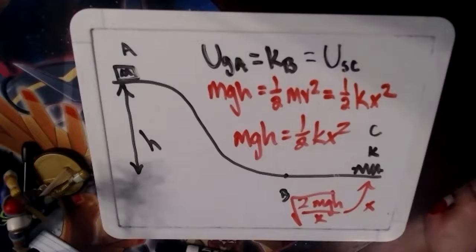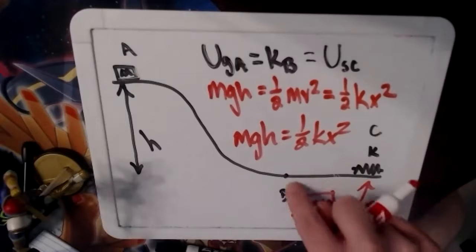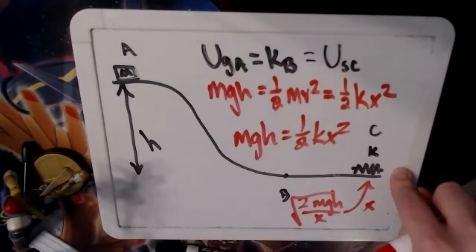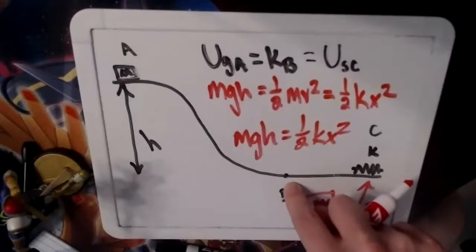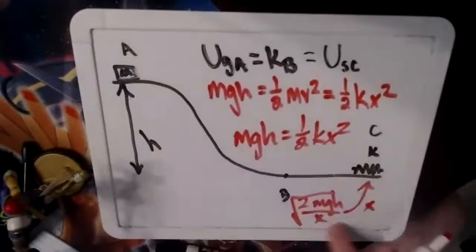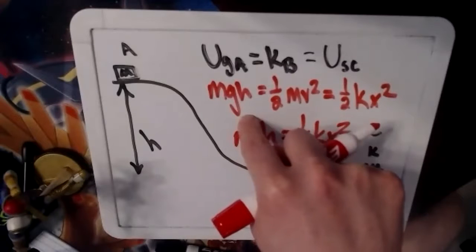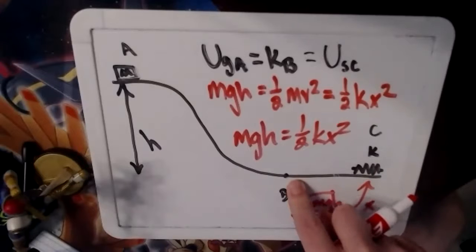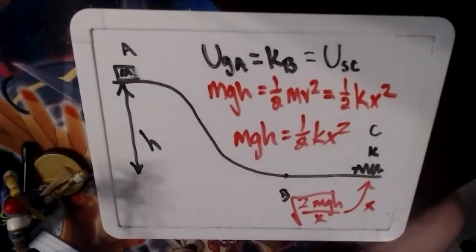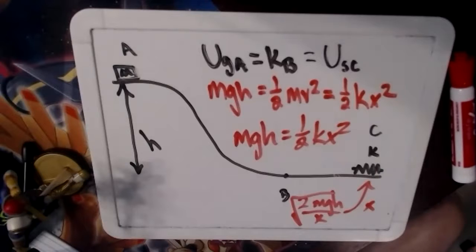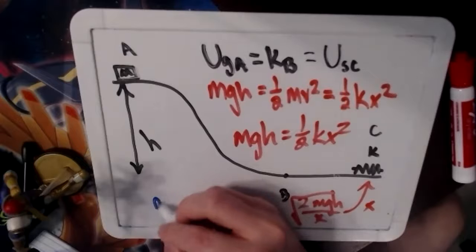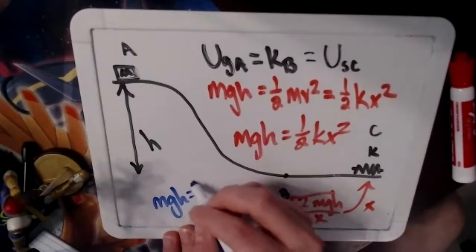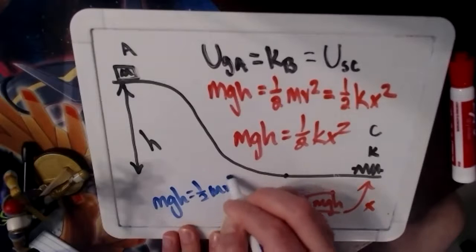But you can also solve it a different way. We could compare location B to location C, but we would also know that location B has the same amount of energy that it does at A, and the amount of energy it has at A is equal to mgh. To figure out how fast it's going at location B, we would choose the two ideas of A and B, and we'd say mgh equals 1/2 mv squared.